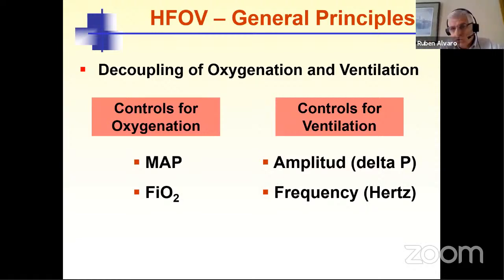For ventilation, there are basically two parameters that you will modify. One is amplitude, which is the delta P, which is basically the distance in the oscillation. How big, how tall are those oscillations? What's the difference between the top and the bottom of those oscillations? Okay. And the other one is frequency, which is usually measured in hertz, as I said. 1 hertz equals 60 breaths.